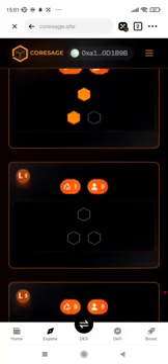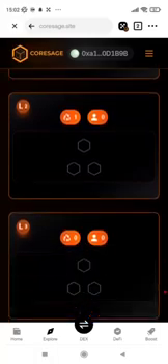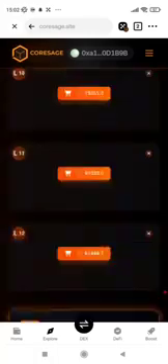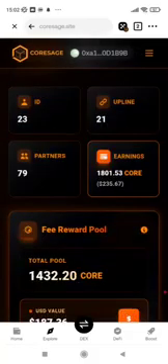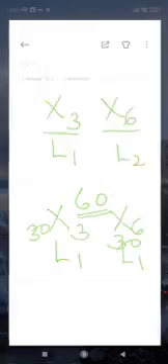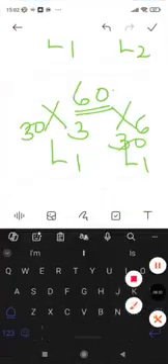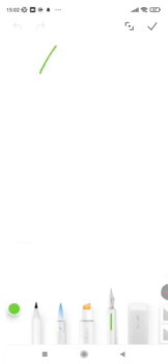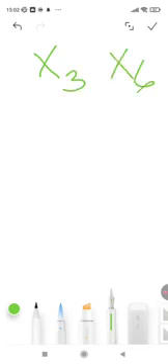Now, we have upgrading X3 and X6. We have X6 also down here. Let me explain now how earnings come in, okay? How do earnings come in? Let me just show you here. So now, how earnings come in goes like this, okay? This is your X3, okay? This is your X3, and this is your X6. I want to show you how these earnings come in.